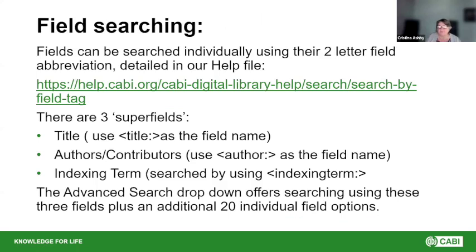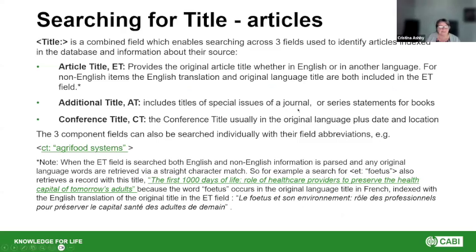You can search all of the fields that we use for indexing with their 2-letter field abbreviations. These are given in our help file. There's 3 super fields: the title, the authors, and the indexing term. And the title field is a combined field that allows you to search across the article title. There's something that we call additional title, and conference titles that we index separately. You can also search for these individually.